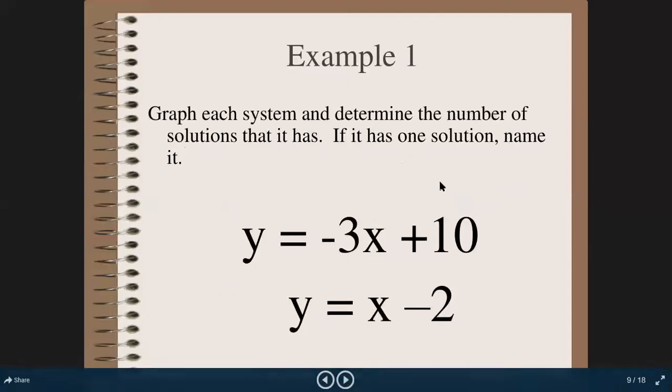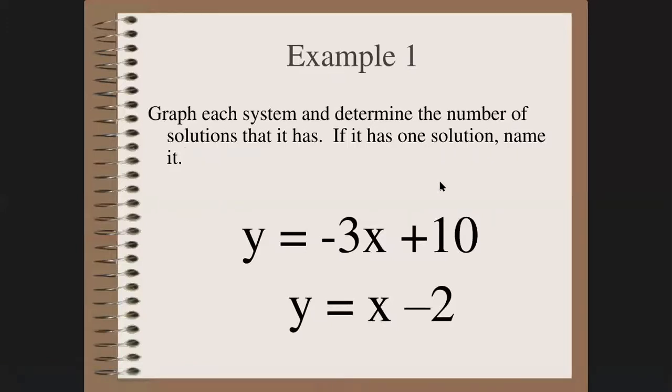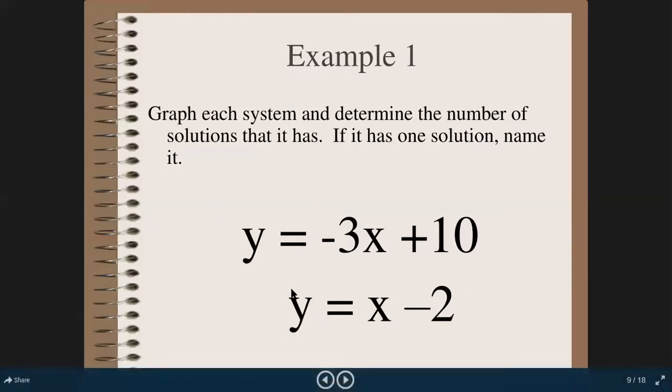So this is the first question. Graph each system and determine the number of solutions that it has. If it has one solution, name it. Did you remember? We said if it has one solution, we will name it what? Independent. Okay. How will we represent this one? y equals negative 3x plus 10. How do we represent the graph when you have y equals negative 3x plus 10?